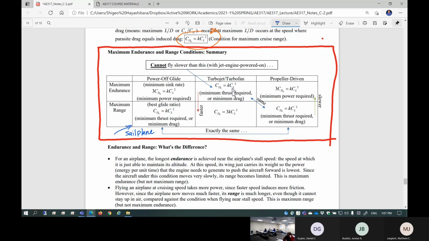And then in order to maximize the range, you want to fly faster, because range comes from endurance times velocity. So velocity is going to be much faster. So this is the condition for the maximum range: CD0 is equal to 3 times K CL squared. This is a much faster speed. Now, if you talk about a propeller-driven airplane, wait a minute, this is exactly the same as a sailplane.